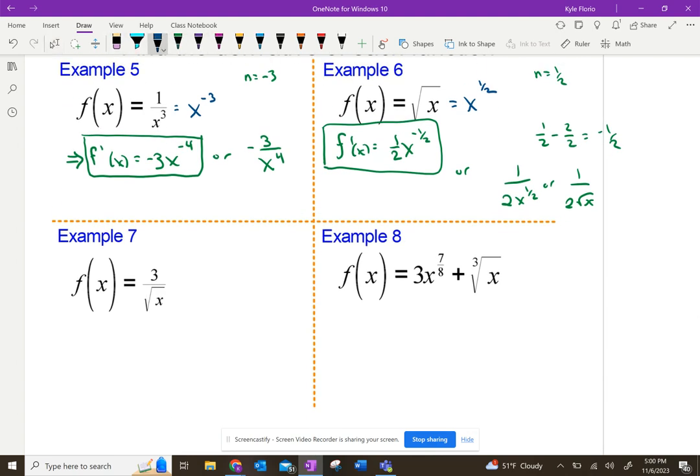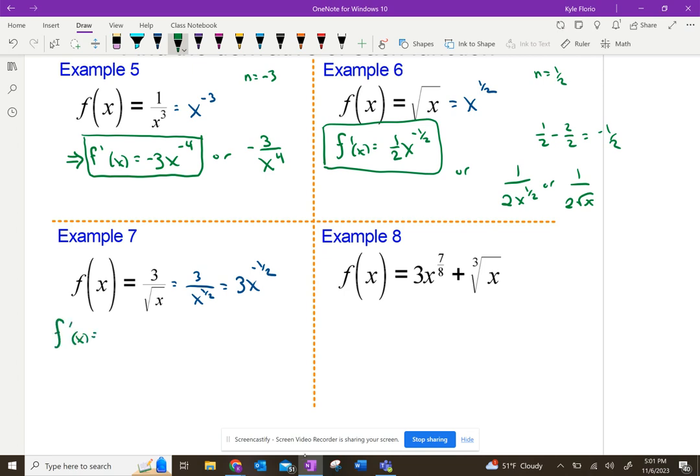Another example where I want to rewrite it before I start. So again, the square root of x is x to the 1/2. Now I still don't have this as x to some power. I have 3 divided by x, but I can rewrite that as 3x to the negative 1/2. Now that I have it as x to some power, the derivative is going to be a piece of cake.